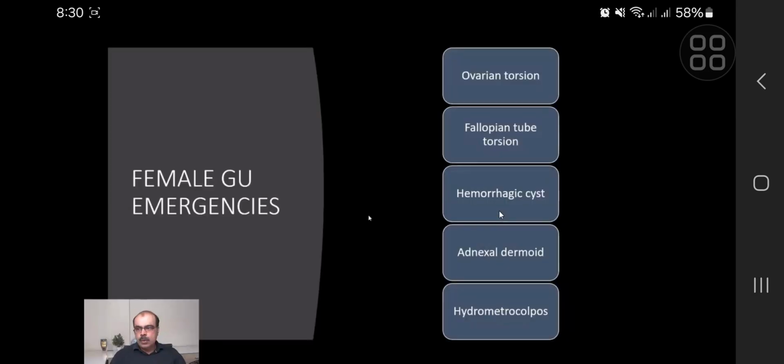So now we are going to move to the second section, and that's the female GU emergencies. We have a variety of different pathologies which can present with acute abdominal pain in a pediatric female patient, the number one being ovarian torsion. Then there is fallopian tube torsion, hemorrhagic cyst, adnexal dermoid, and hematometrocolpos. We are going to see briefly about each of these pathologies.